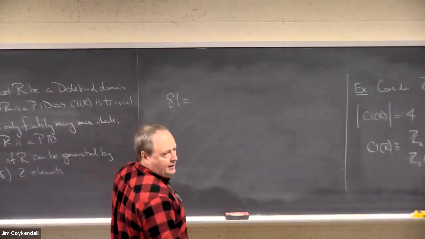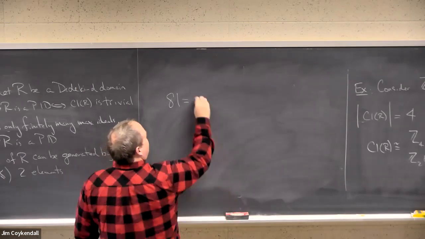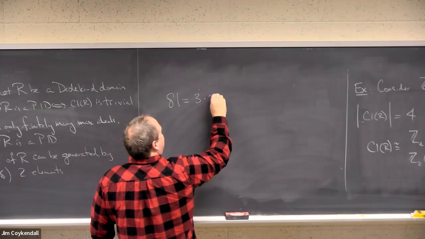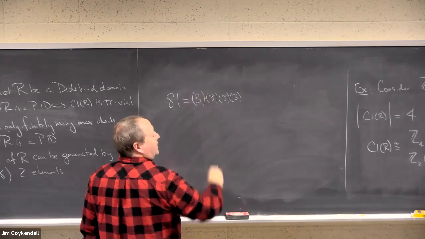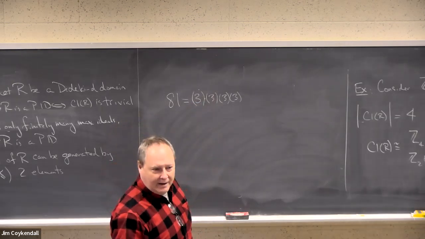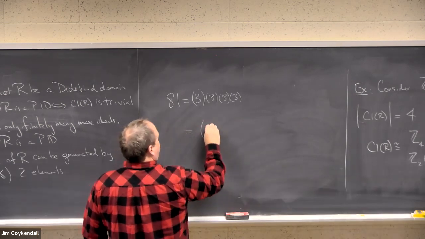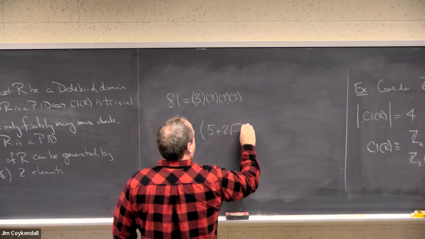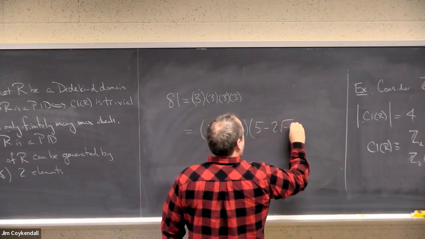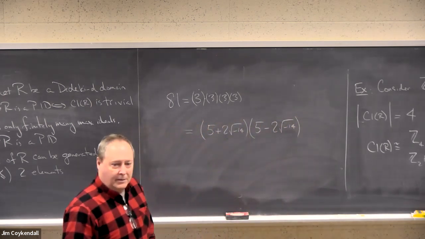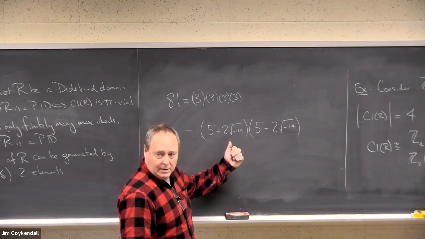A1. Anybody factor that for me? That's one way to do it. There's another way. 35, yeah. That was a little less obvious, right? But that works out to be one.